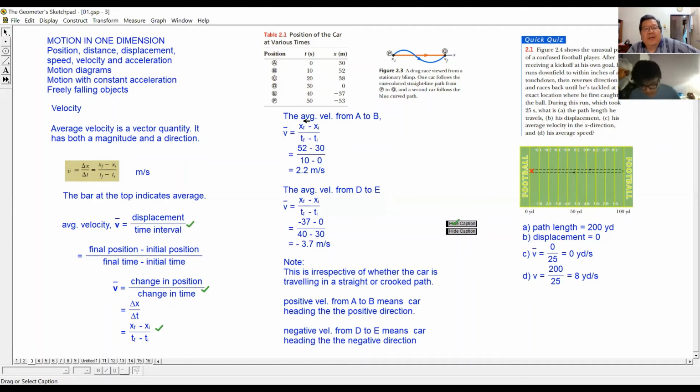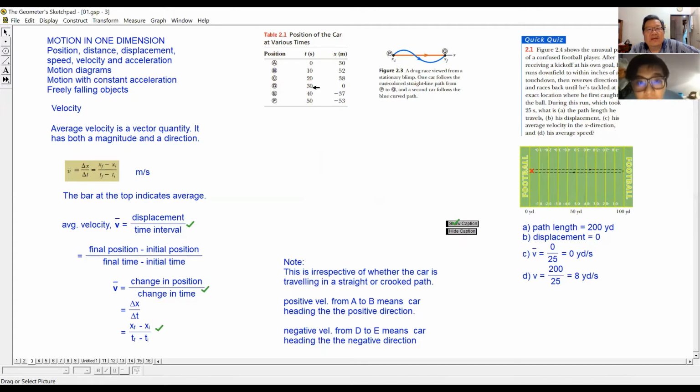Now, from A to B, the final position is 52. At B is 52. The initial position is at A, which is 30. So it's 52 minus 30. And what is the time interval? The time interval is 10 seconds minus 0. So it is 2.2 meters per second.